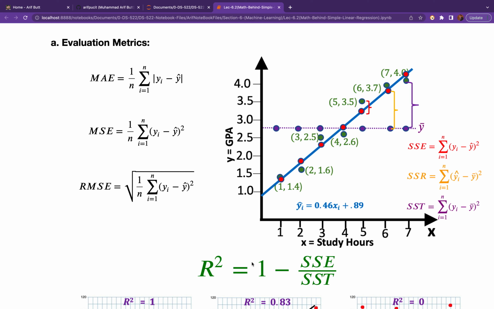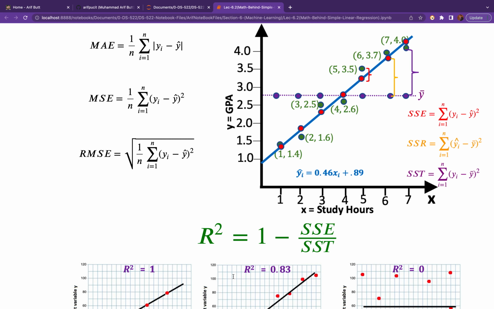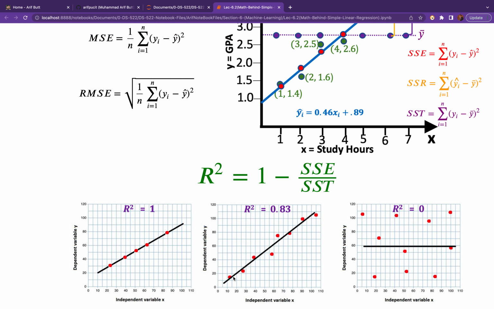In literature, you will come across different formulas to compute the R2 score. The most commonly used, and the one used by scikit-learn as well, is mentioned over here. That is 1 minus SSE over SST, that is 1 minus the sum of squares due to error divided by SST, the total sum of squares. This value of R2 score normally ranges from 0 to 1. Let me describe this with the help of these three graphs.